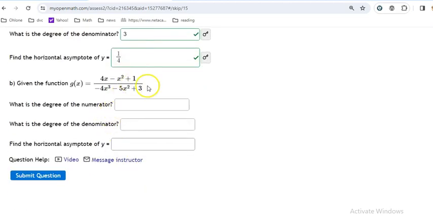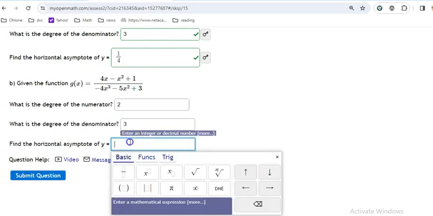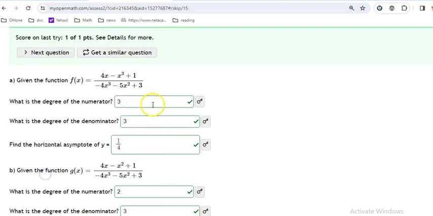And then for this one, the degree is 2. This degree is 3. So it's 0. Don't have to do anything.